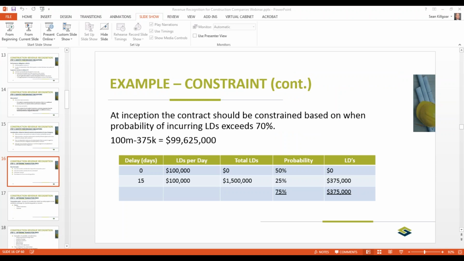So on that example, I'm going to go back here, and we're going to use this constraint concept. So first we figured out the value, and we included the total $1.2 million out of the liquidated damages. Then we go in and we figure out constraint. And what we do is you're going to look at your contract and say, okay, at what point do we get to exceeding 70%? And in this case, we're saying we're 75% sure that we're going to have liquidated damages of $375,000. So then you compare that price to the other price, and in this case, you record the 99 because at the inception of the contract, you're 75% sure that this is basically going to be your contract value or your transaction price.